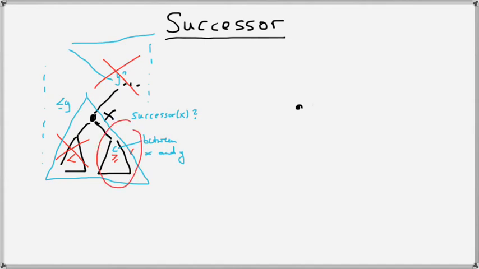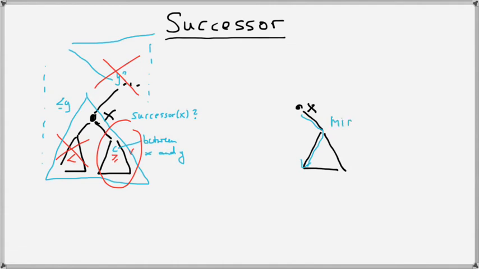So let's draw the x with its right subtree again. Where in the right subtree do we have to look for the successor? The successor is the smallest element larger than x. Since all of the elements in the subtree are larger than x, it will be the minimum in that subtree, and that is the leftmost node in that subtree.